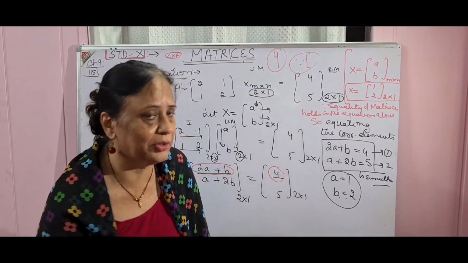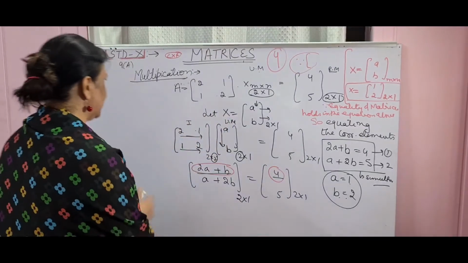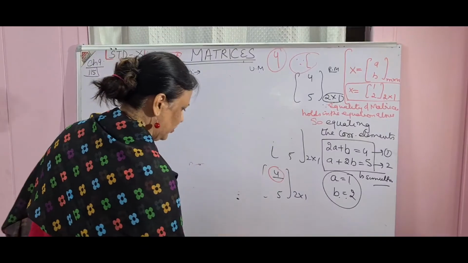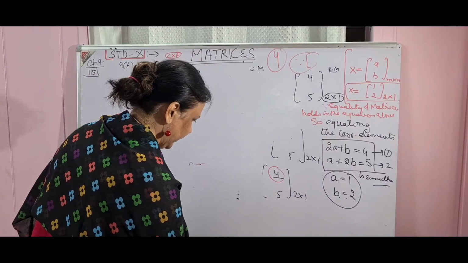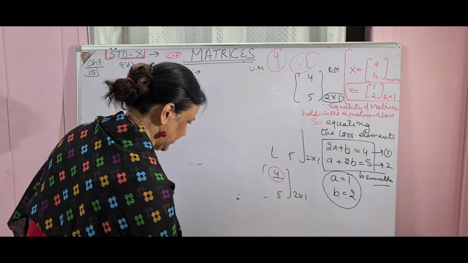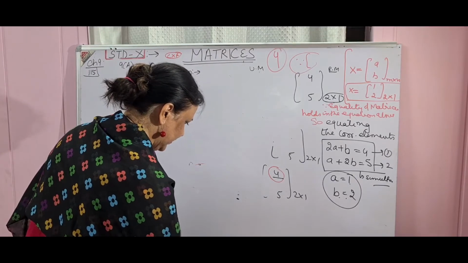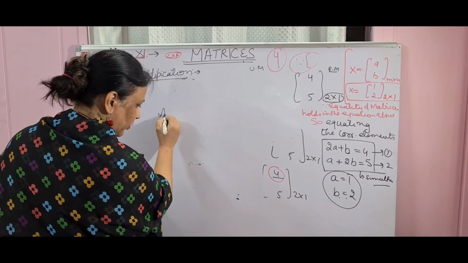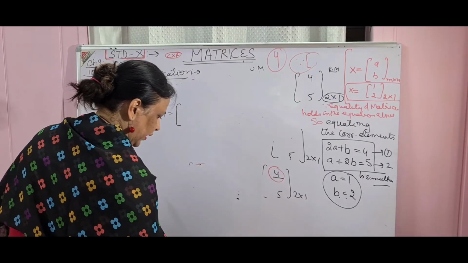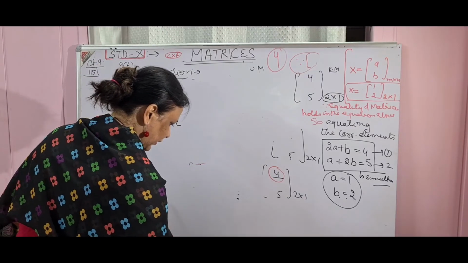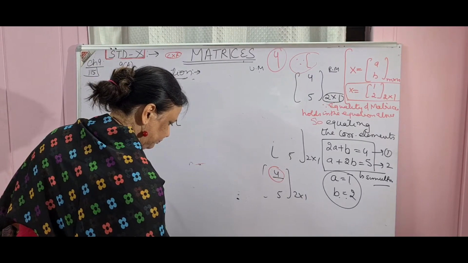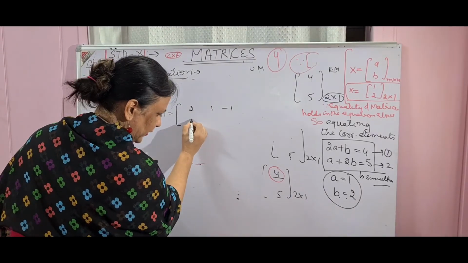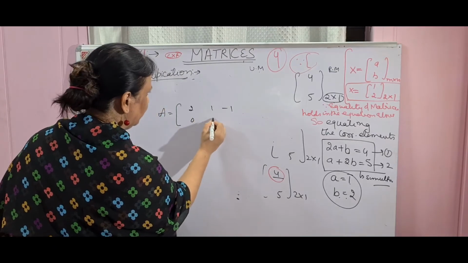One thing I told you, that matrices order does not matter. That means same order does not matter. For example, I just want to give you an example because I have said this word, so I want you to see examples also. Suppose I have A equal to, 2, 1, minus 1, and of course the second row is 0, 1, minus 2.